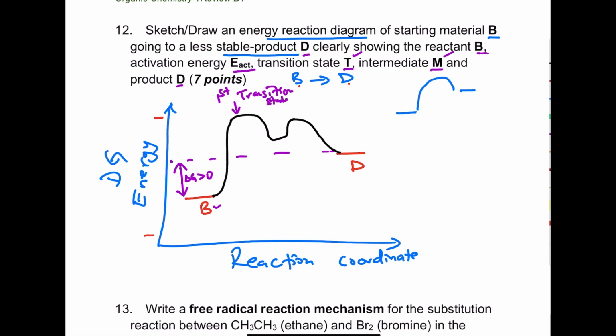So here they say use T for that. And then we have intermediate M, so that minima will be M, the intermediate. And then of course this will be the second transition state. And that will be how the energy diagram for that will look like.